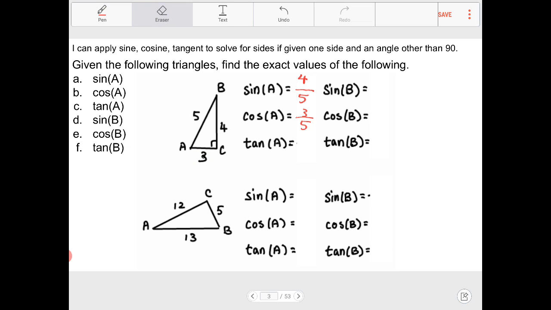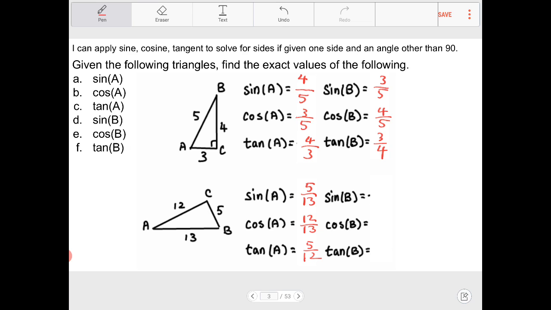So hopefully you had some time to think about this. The ratio of tangent of A is 4/3. Then sine of B is going to be 3/5. Cosine of B is 4/5. Tangent of B is going to be 3/4. Sine of A, if I look at the triangle below, is 5 over 13. Cosine of A is 12 over 13. And tangent of A is 5 over 12.